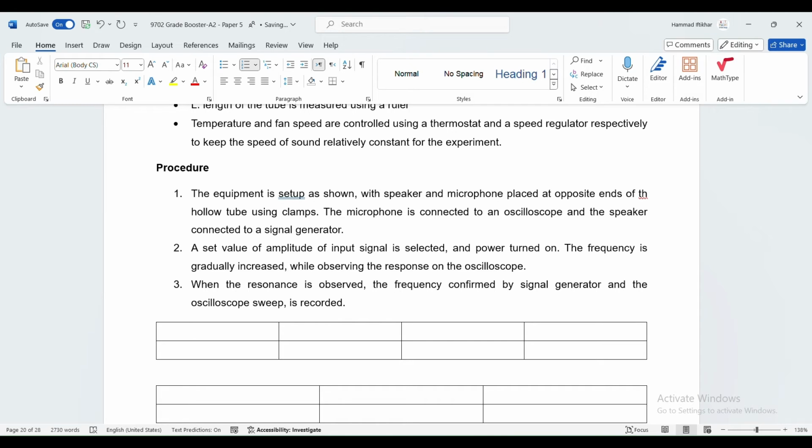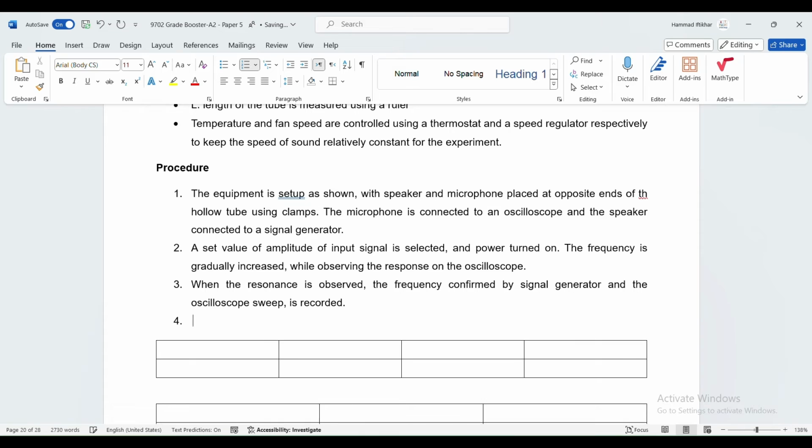So this is repeated. Frequency is turned all the way to 0 hertz, and the process repeated twice, and the results recorded and averaged.